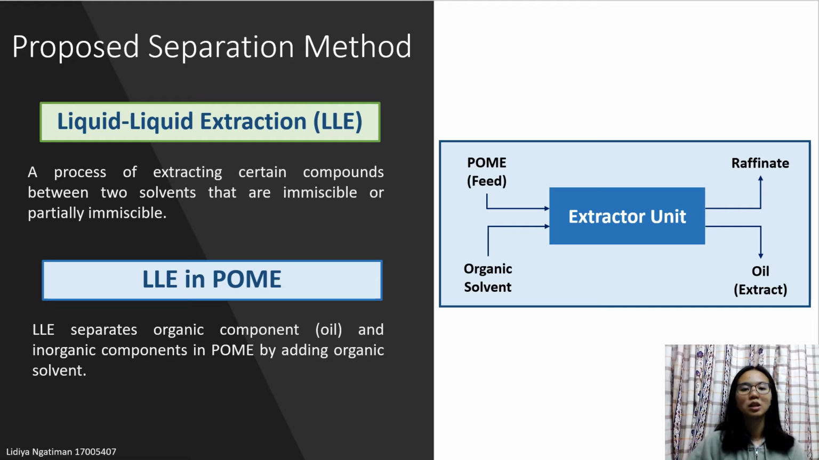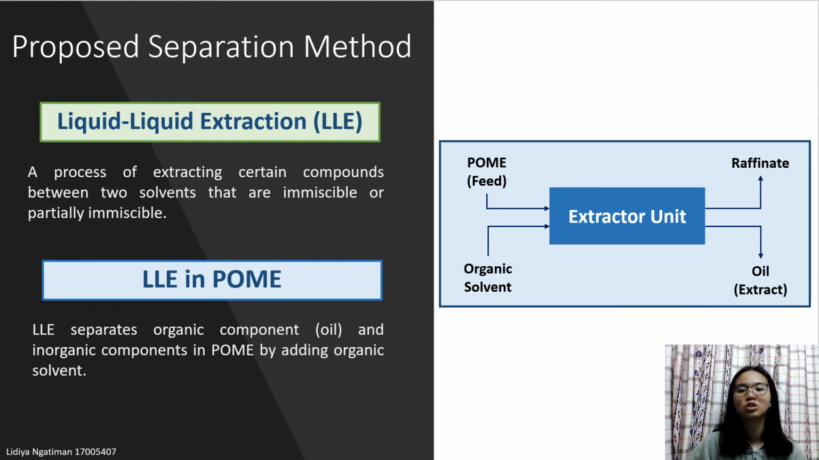We have chosen liquid-liquid extraction as our separation process to extract oil from POME. Liquid-liquid extraction is a process of extracting certain compounds between two solvents that are immiscible or partially immiscible. How LLE works in POME is that LLE separates the organic component, which is oil, and inorganic components in POME by adding an organic solvent such as hexane or ethanol.